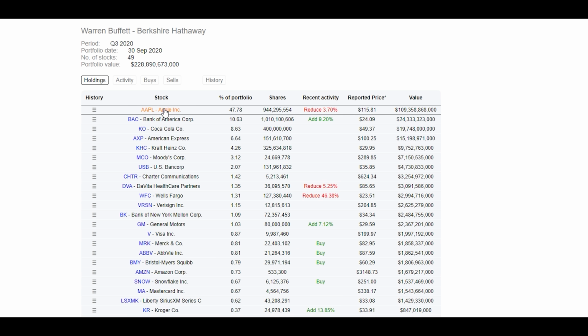what he did recently. He reduced 3.7% in Apple, added 9% in Bank of America, reduced 46% in Wells Fargo. You can see what percentage each stock is in his portfolio, how many shares he's got, the reported price. You can see the value of the positions. So really handy website. I definitely recommend just spending half an hour bumming around on Dataroma, and you'd probably quite enjoy yourself.